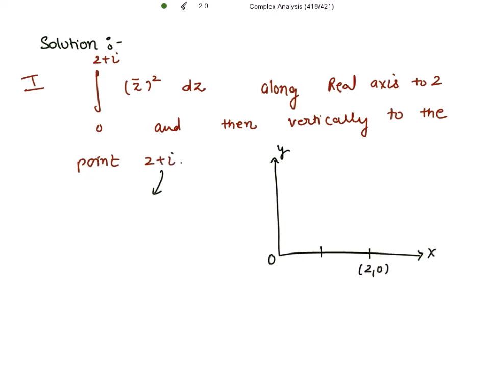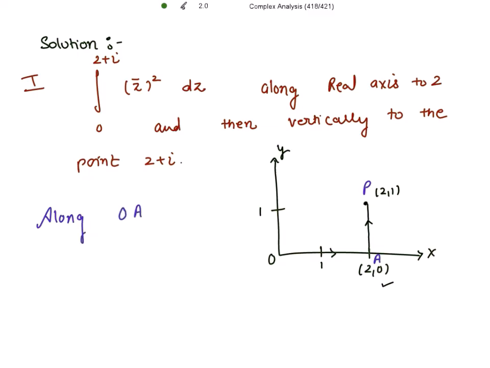How to plot 2 plus iota? The real part is 2, imaginary part is 1. So this is the point (2, 1). So if this is 1, this point will be this. So we have to first move horizontally from origin to this point and then evaluate the integral vertically from this point to (2, 1). Let me mark this point as A and this point as P. So first evaluating the integral along OA.